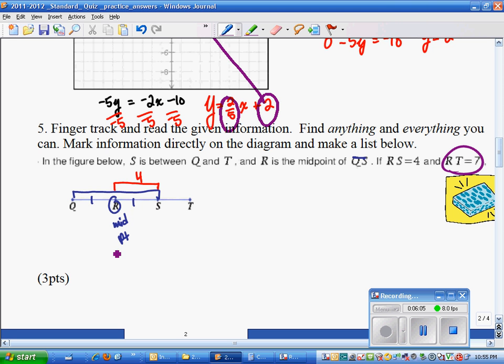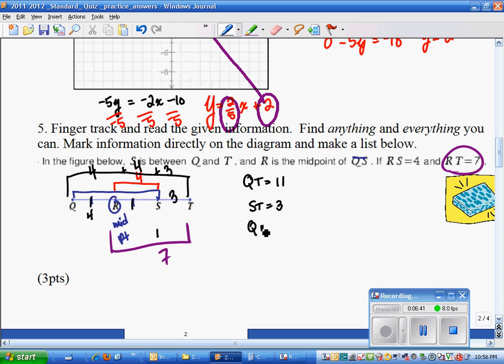Well, because of the midpoint, if this is 4, this must also be 4. And so we could take 4 away from 7 as well, and that's going to be 3. So now we can do the whole thing. The whole thing is going to be 4 plus 4 plus 3. So we know Q to T is going to be 11. And we know S to T is 3. Q to R is 4. Just as we knew R to T was 7, that was given. And we knew that R to S was 4, that was given.